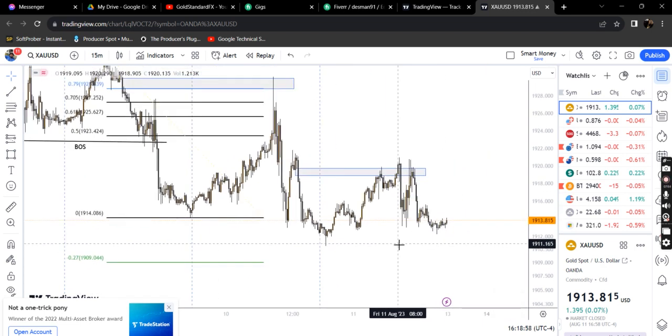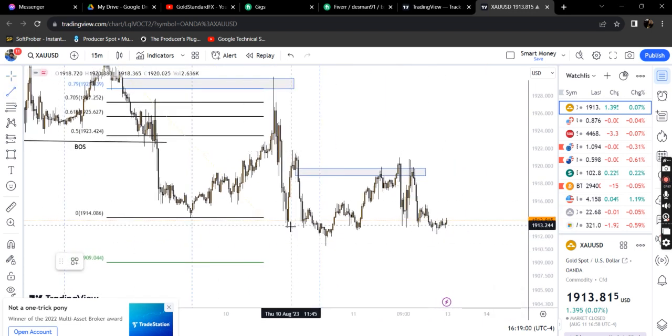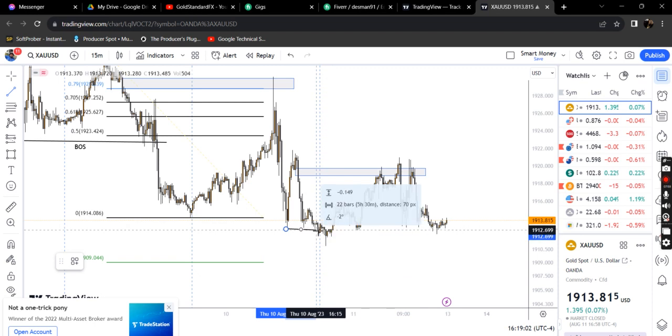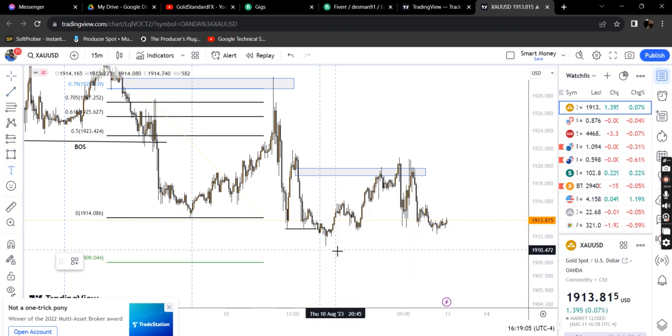All right, let's put this down right here. That's our breaker structure there.